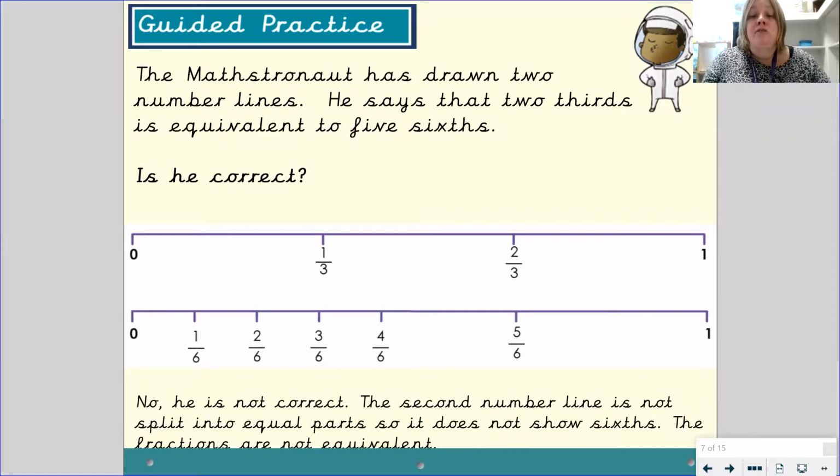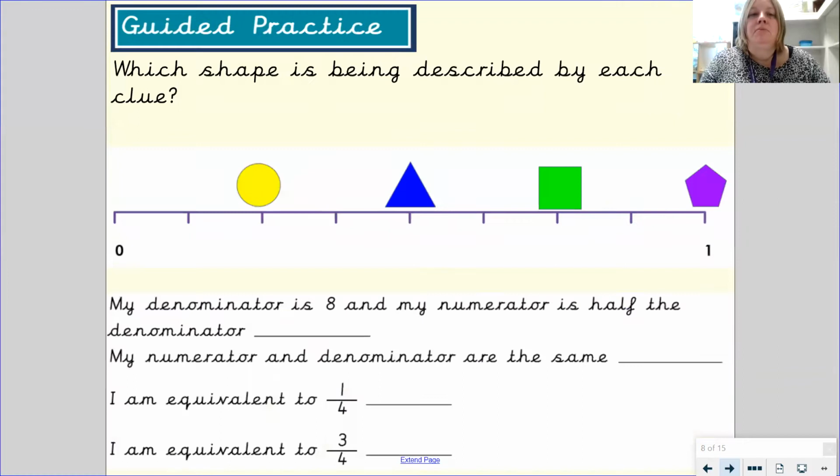No, he is not correct. The second number line is not split into equal parts, so it does not show sixths. The fractions are not equivalent. Remember that when we are working with equivalent fractions, the fractions are equal.